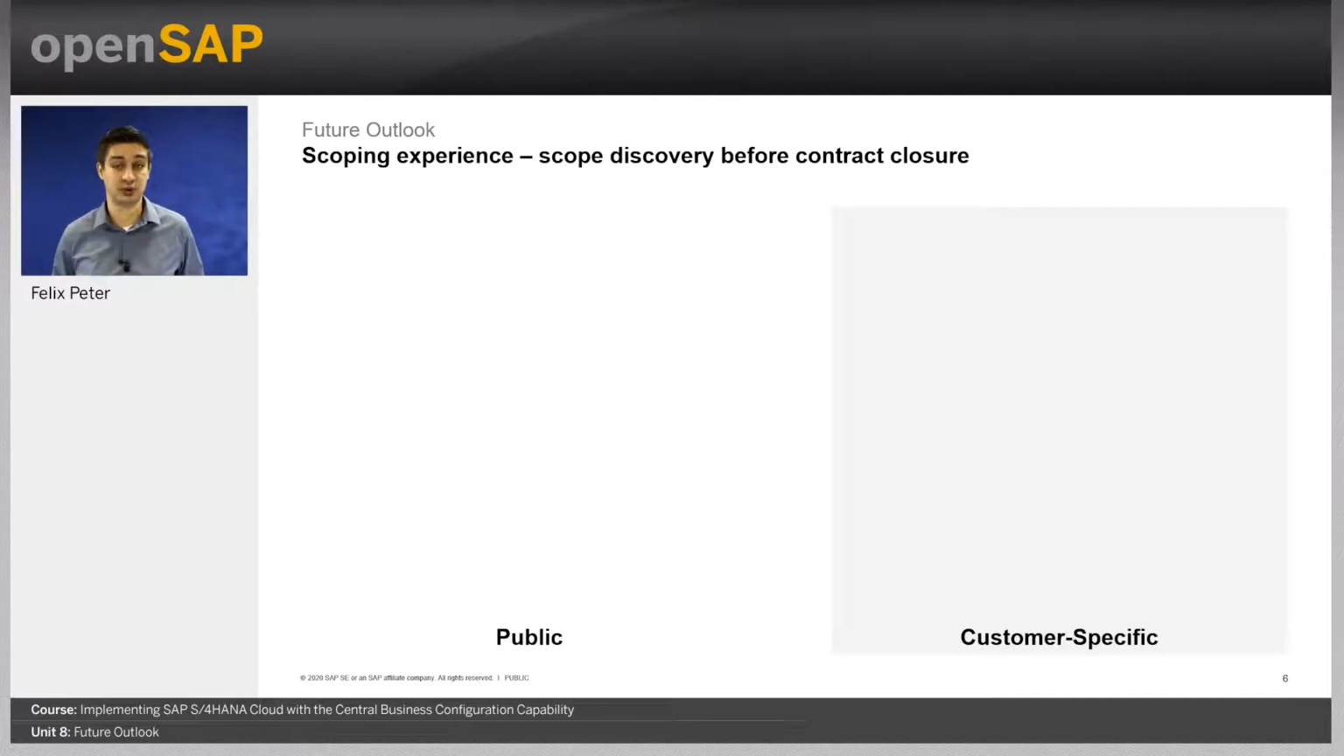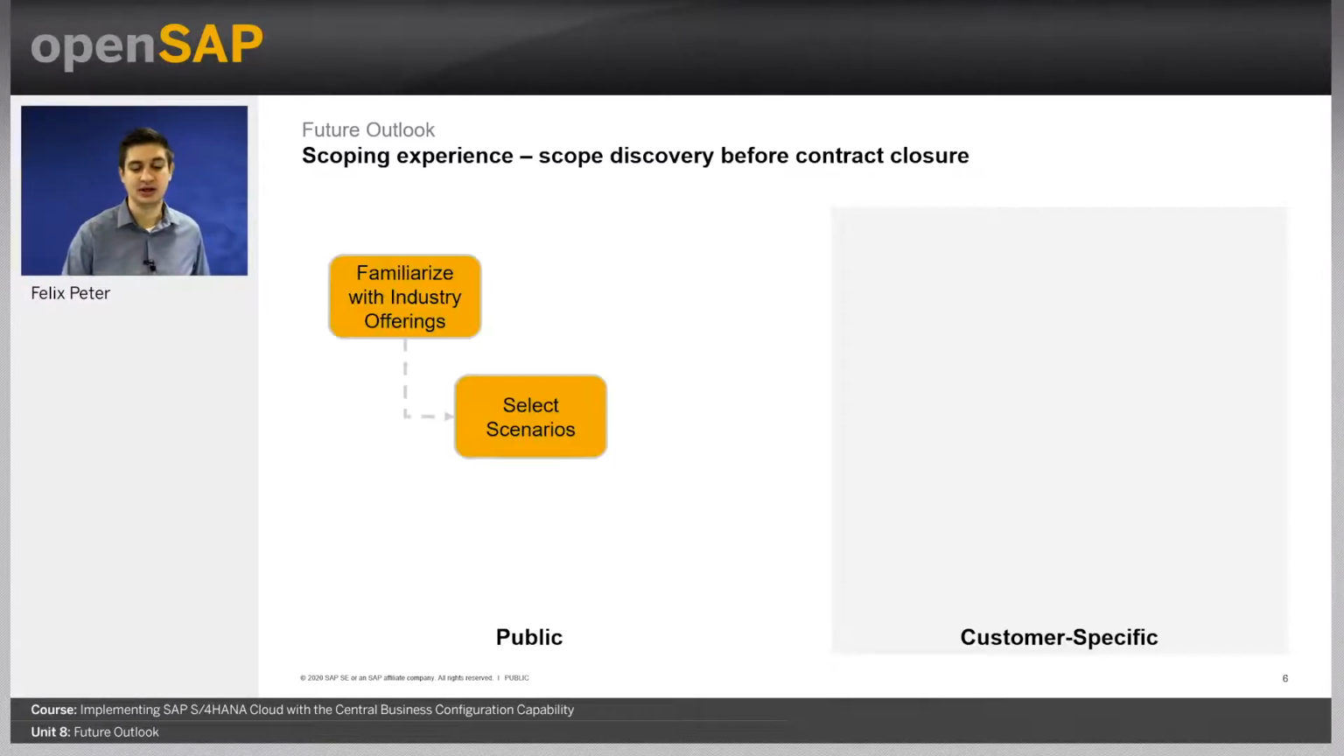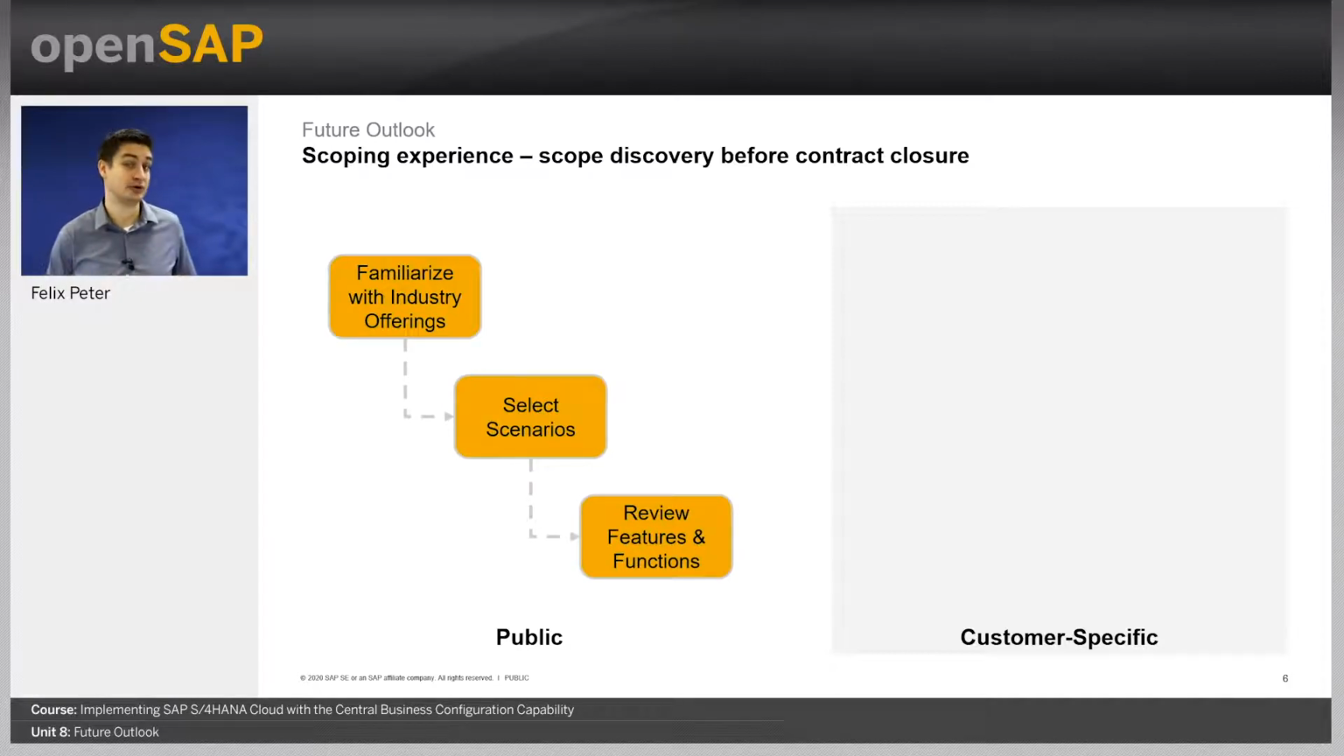How do we want to support our customers going forward in the discovery of the scope before the actual contract closure? What we'll have a look at here are two different areas. The first area is a public area, where basically every customer can anonymously navigate through our scope and review our offerings. In here, we make use of the content that I've just shown to you. The customer can familiarize themselves with the industry offerings. They can select the scenarios and the processes that they want. And at this point in time, we'll also give them a preview about the features and functions that we offer for their process selection.